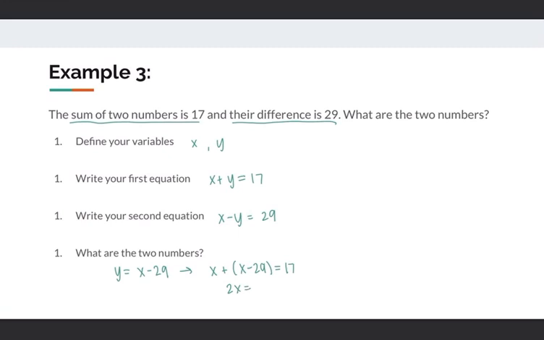And we get 2x is equal to 46. So x equals 23. And then I'm going to plug that into that first equation that we have. Oh, I want to replace x with 23. So y equals negative 6. So our solution is 23 and negative 6. Their sum is 17 and their difference is 29.